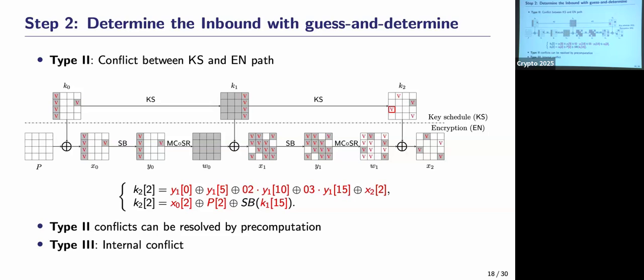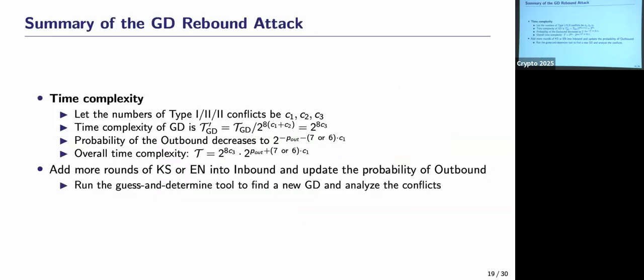The type 3 internal conflict can be removed to the outbound or resolved by pre-computation. This type of conflicts can only be solved in a brute force fashion. Let the numbers of type 1, 2, 3 conflicts be C1, C2, C3. Then, after addressing the conflicts in different ways, the time complexity of the GD to find one starting point decreases to 2 to the 8 C3.